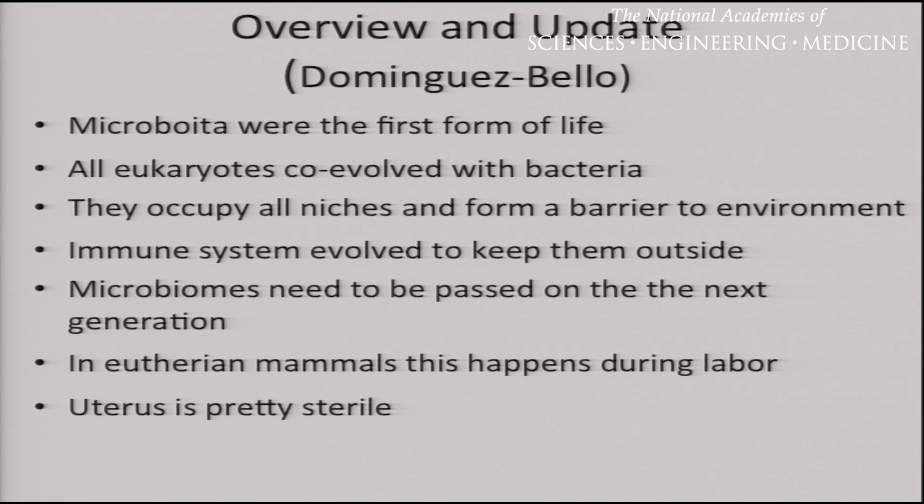Then we had a very nice talk from Dr. Dominguez Bello, framing the microbiome with respect to us. There's always a question, are we a life support system for them or vice versa? And they were here billions of years before we were. Basically all eukaryotes have co-evolved with bacteria, and so we have to live together in order to survive.